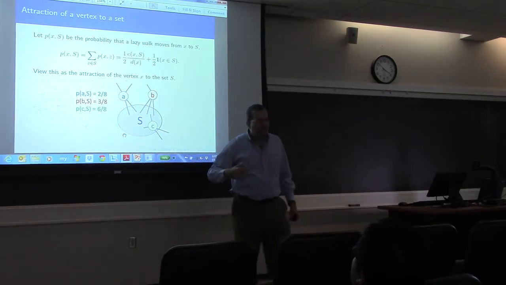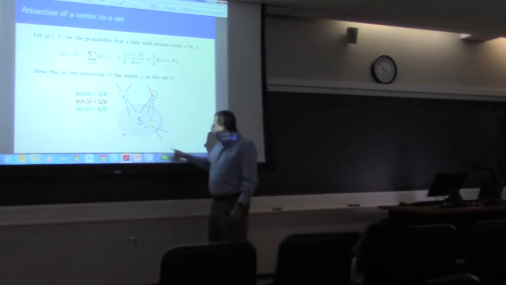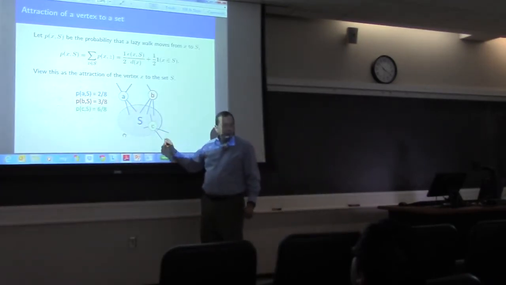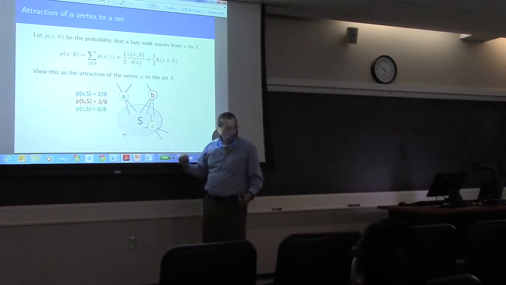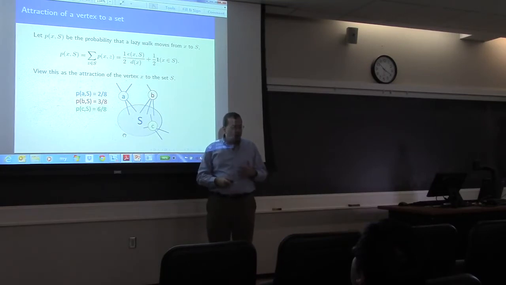Yes? Can you explain this, the probability for C again? There are 2 inside, 2 outside. But remember, we're doing lazy random walk, right? So with probability half, we're staying in place. So what is the probability we're going to go outside? Right, 2/8. Okay? Plus that one. The probability we will go outside is 2/8. The probability we will stay inside is 6/8.